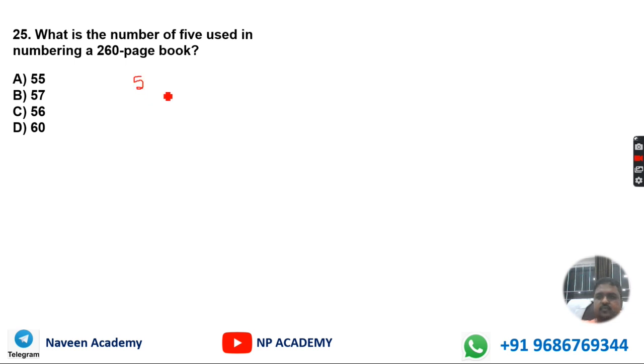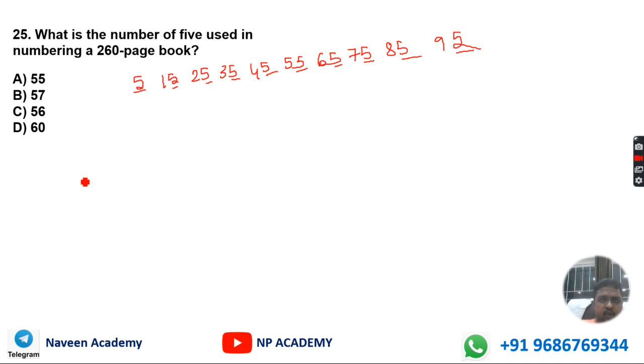So 5, then page number 15, then 25, then 35, then 45, 55, 65, 75, 85, then 95, okay, everybody. Then 105 will go to the next one. If you observe only the unit digit, 1, 2, 3, 4, 5, 6, 7, 8, 9, 10, the unit digit 5 we are getting 10 times.